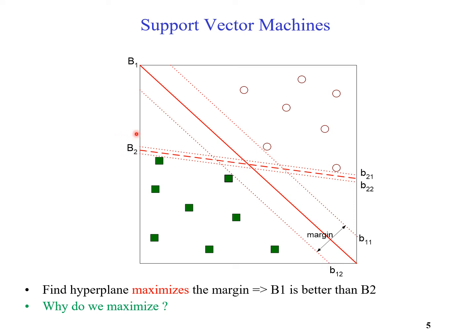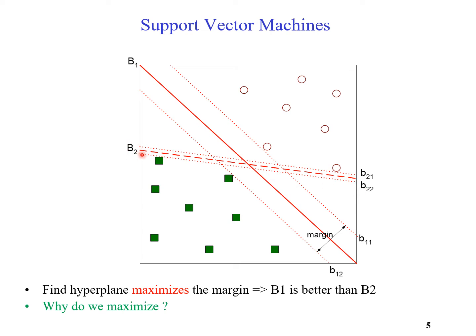And for the case of the B2 line, we also have two parallel lines. Again, the first parallel line goes through this data, and the second parallel line goes through this data. So for the B2 line, the margin is defined as the distance between these two, B21 and B22. That's the margin of this line B2.